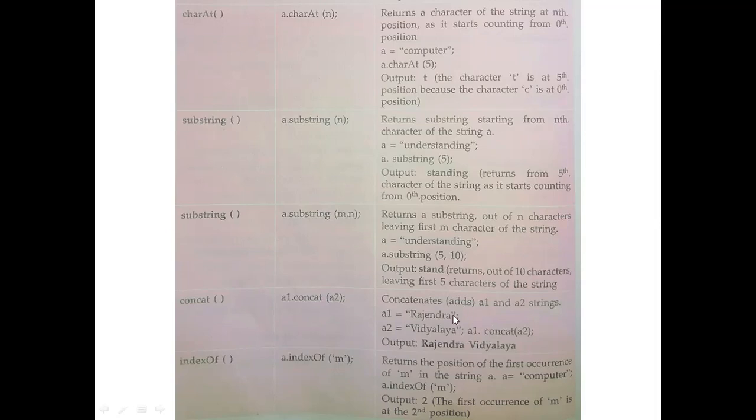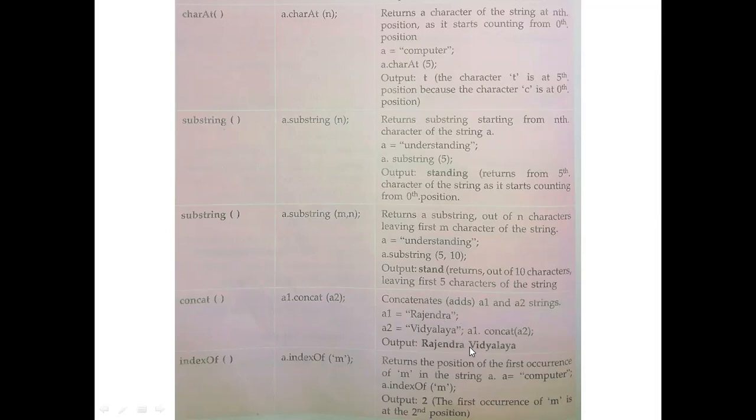Either I would have left a space after Rajendra, then close the code, or before starting Vidyalaya, I must leave the space, right? Yes. So in either way, I can do it. Then when I concat, I can get a space in between. Is it okay? Yes. Are you getting the use of concat function?